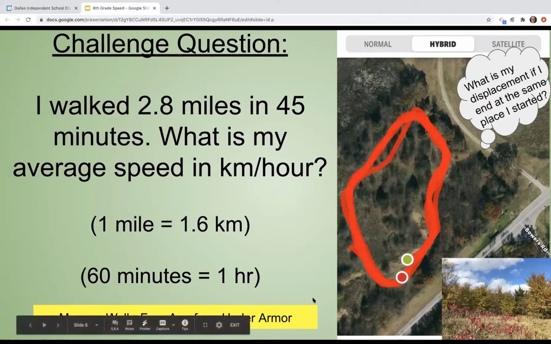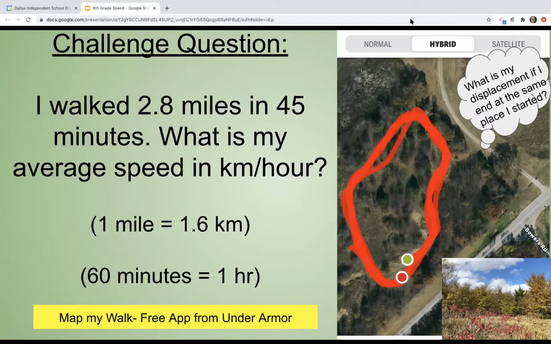Something cool that you guys can use is a free app called Map My Walk. You can download it on your phones, and it uses your cell phone's GPS to track where you went, and it gives you your average speed, your distance, your pacing. The map that you see here on this slide is from that app. So if I look at that picture right here, that satellite image, my question for y'all is, what is my displacement?